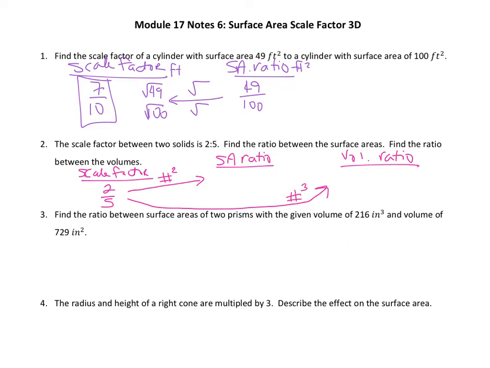So for the surface area ratio, we would take 2 squared and 5 squared, which would give us a 4 and a 25. If we're doing our volume, we would take 2 to the 3rd power and 5 to the 3rd power, so that would give us an 8 and a 125 for the volume ratio. So make sure you label your answers and set up columns like this. You can see the scale factor, the side ratio, versus the surface area ratio and your volume ratio. So keep your paper organized.